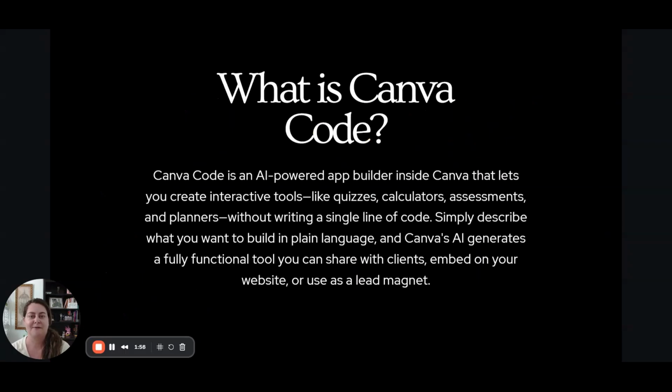What is Canva Code? So simply, Canva Code is an AI-powered app inside of Canva that lets you create interactive tools, things like quizzes, calculators, assessments, and planners, without writing a single line of code. You just tell it what you want it to do in plain language, and it will do it for you. You describe what you want it to build. It generates a fully functional tool, and you can share it with your clients. You can embed it on your website. You can use it as a lead magnet. The opportunities for these tool builds inside of Canva Code really are endless in terms of leveraging them to boost your business.